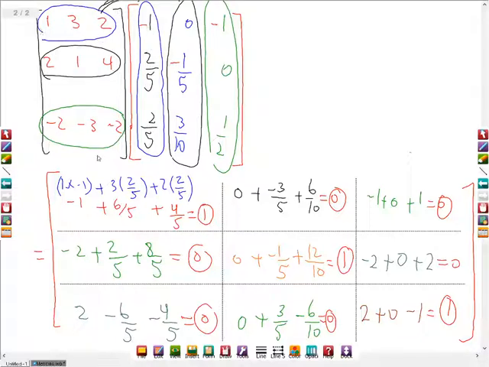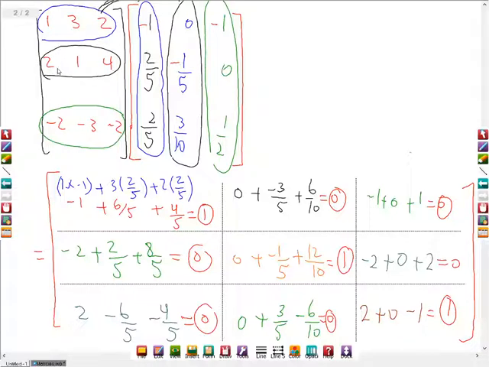1 times negative 1 here. 3 times 2 over 5, and 2 times 2 over 5. I did it for you here. Negative 1 plus 6 over 5 plus 4 over 5. Then again, you repeat this step for this guy here. 1 times 0, 3 times negative 1 over 5, negative 3 over 5. 2 times 3 over 10, 6 over 10. Then again, 1 times negative 1 is negative 1. 3 times 0, 0. 2 times 1 half is 1.